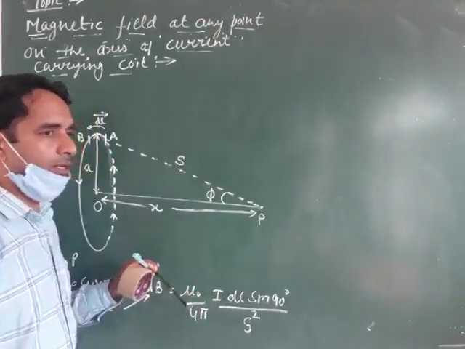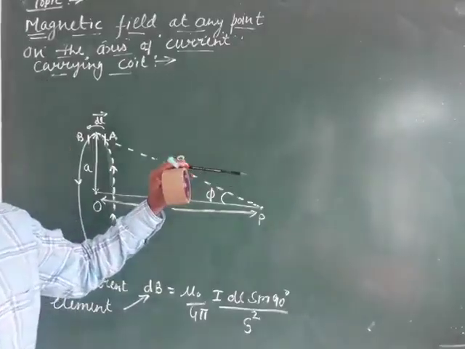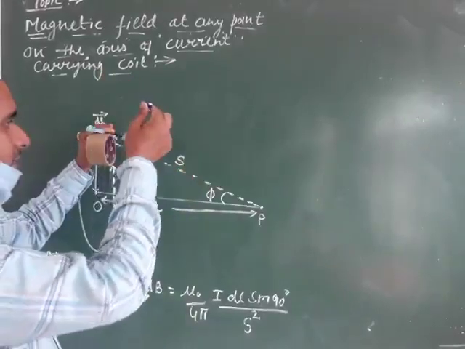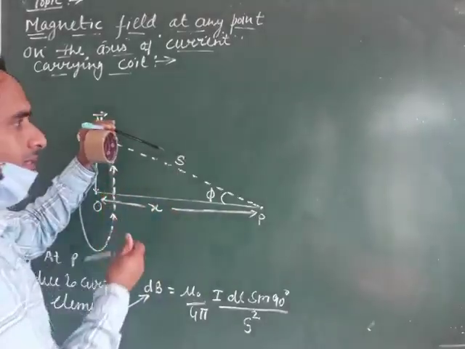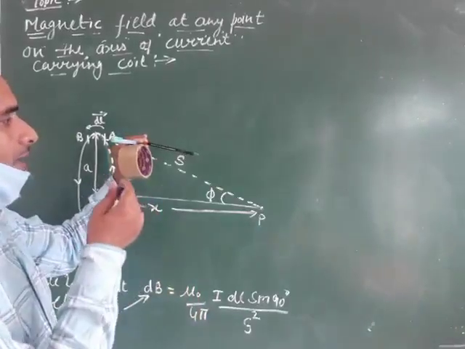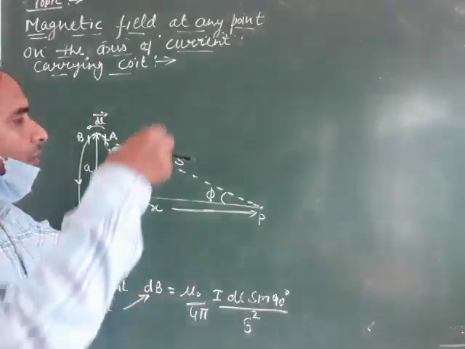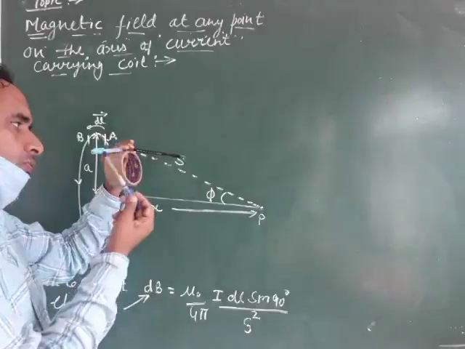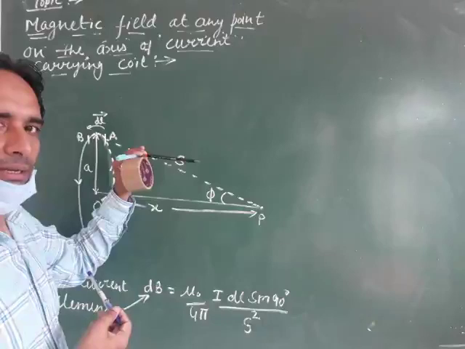Now the point is how this magnetic field acts here. What is the direction of the magnetic field here? See here, this is the current element direction, this is the displacement direction, the distance of point P from the element is this. If you want to find the direction of the magnetic field, you know very well that you will use the Maxwell screw rule. Also you know that the direction of the magnetic field is always perpendicular to the current element and also perpendicular to the displacement vector.